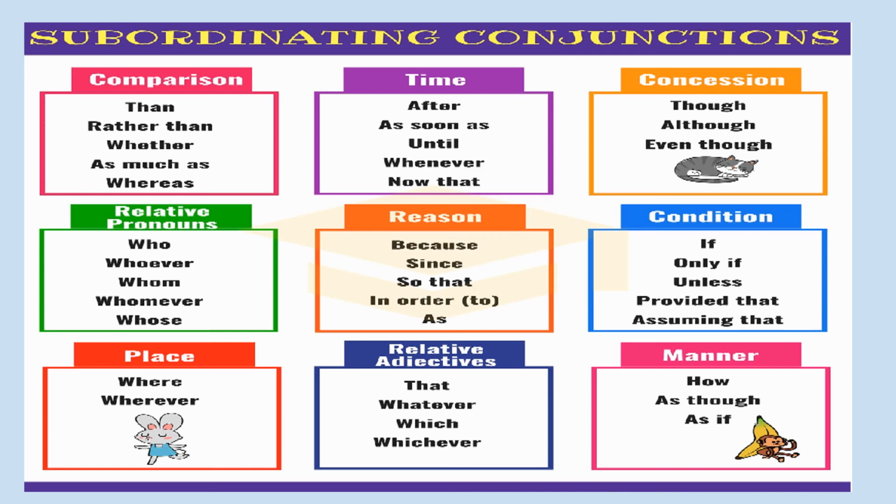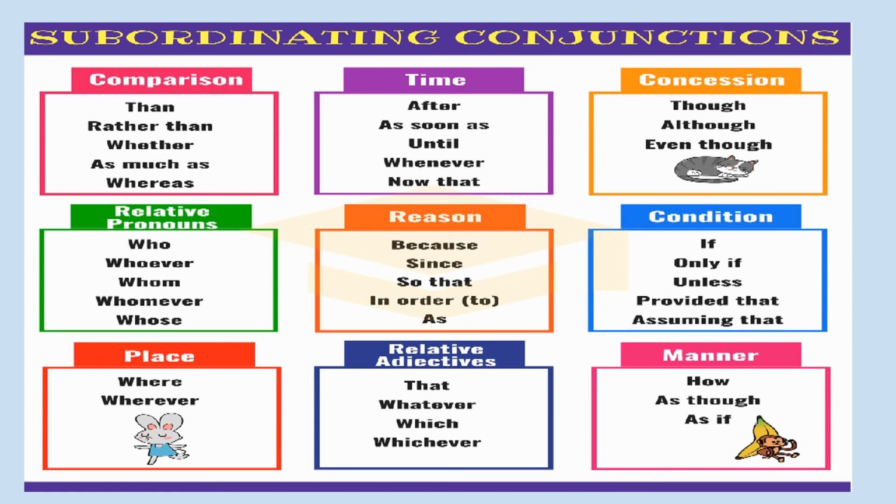For comparison, we use than, rather than, whether, as much as, whereas. For time, we use after, as soon as, until, whenever, now that. For concession, we use though, although, even though. The relative pronouns are who, whoever, whom, whomever, whose.